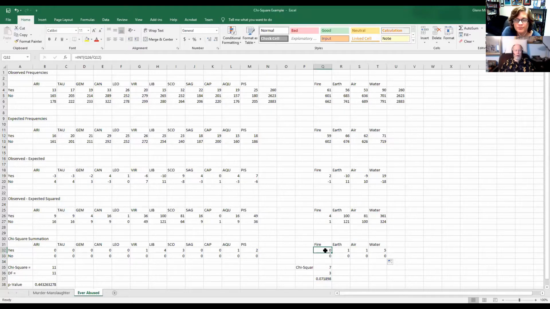I just fixed an error in the spreadsheet calculation, Courtney. When we look at it by element, it does come to statistical significance at the 0.07 level. What was the mistake that I made in the spreadsheet? Remember the chi-square summation step here? We don't divide that by the observed expected squared. We divide that by the expected frequency. Expected frequency is in the bottom of our equation.